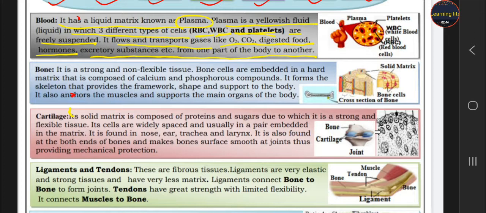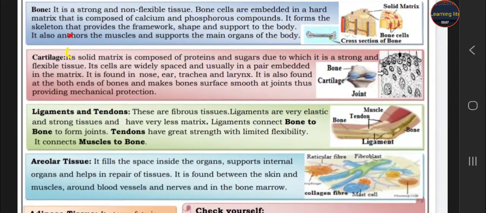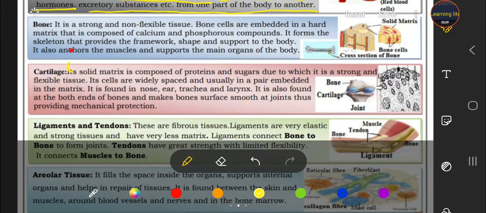Okay, students, what are the functions of the blood? Blood helps in the transport of gases like oxygen and carbon dioxide, and it also helps in the movement of the digested food and hormones, and it also helps in the removal of the excretory products. So these are the main functions of our blood, and it is a connective tissue. Let's move to the second connective tissue, that is our bone.